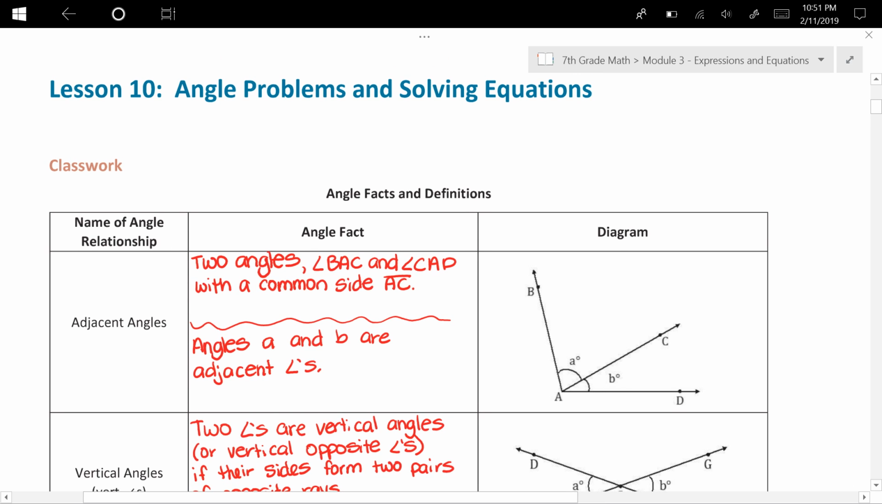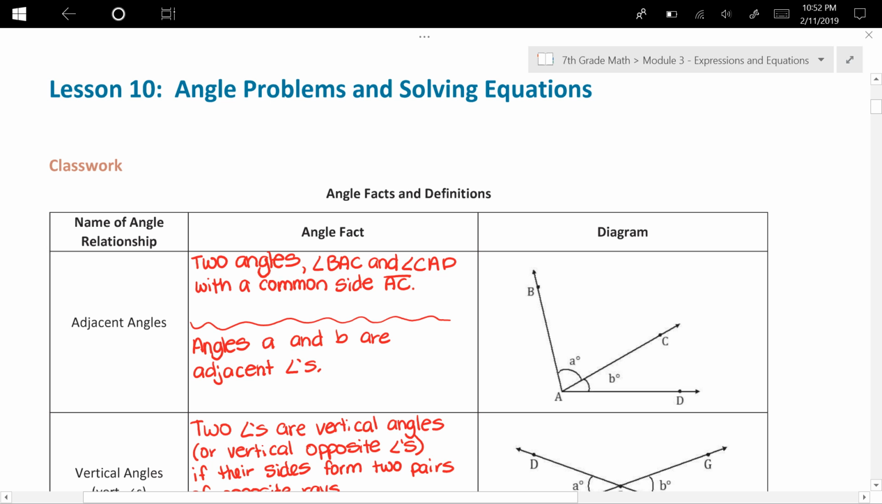So this is angle problems and solving equations. This is kind of where in the module it got really weird, how it went from working on equations to all of a sudden we're working on angle problems. So really with angle problems, we can make them as equations. And that's what we're going to get into in this lesson. But first of all, we have to know a little bit of the vocabulary.